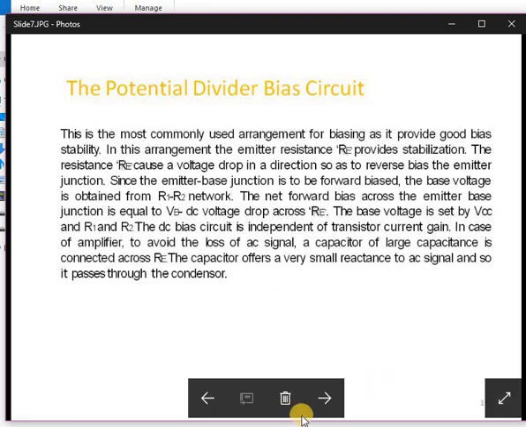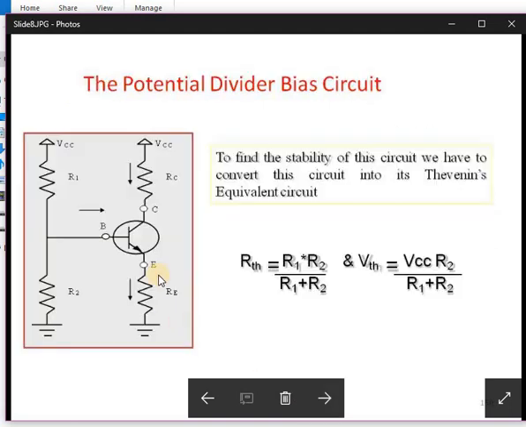This is our potential divider circuit. The emitter resistor RE will provide the stabilization. Next, VCC, R1 and R2 will provide the base voltage. At the same time, the resistor R2 will provide the forward bias at the base and emitter junction. The bias voltage across R2, VBE, will be equal to the voltage drop across RE. That is our potential divider biasing circuit.